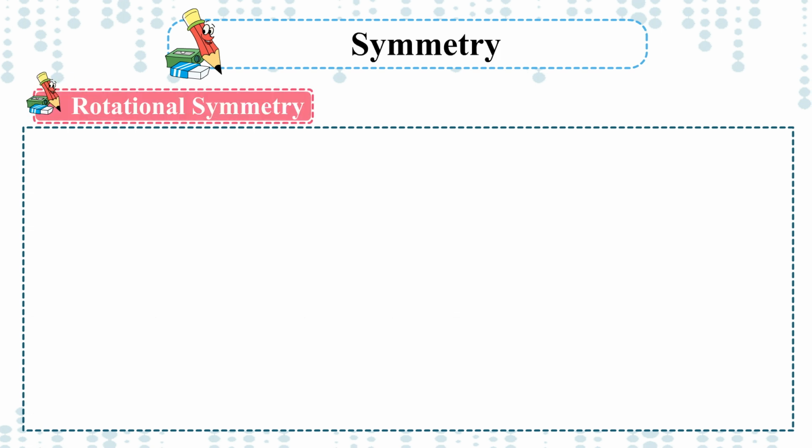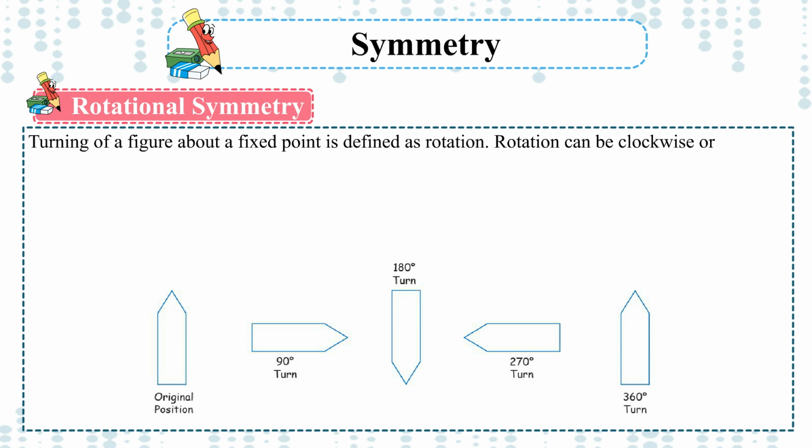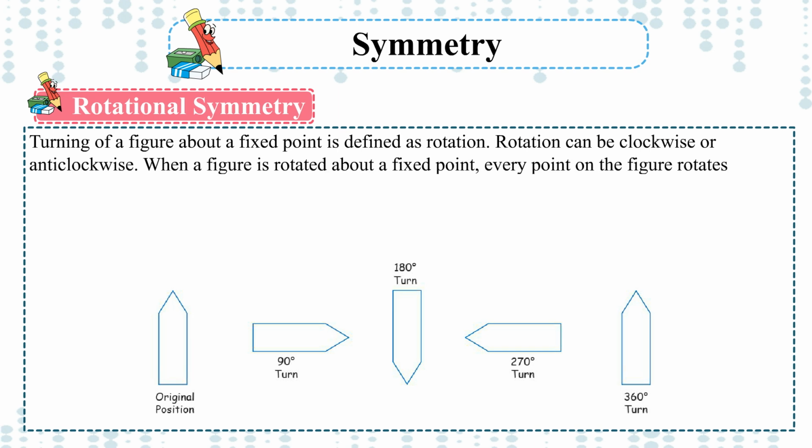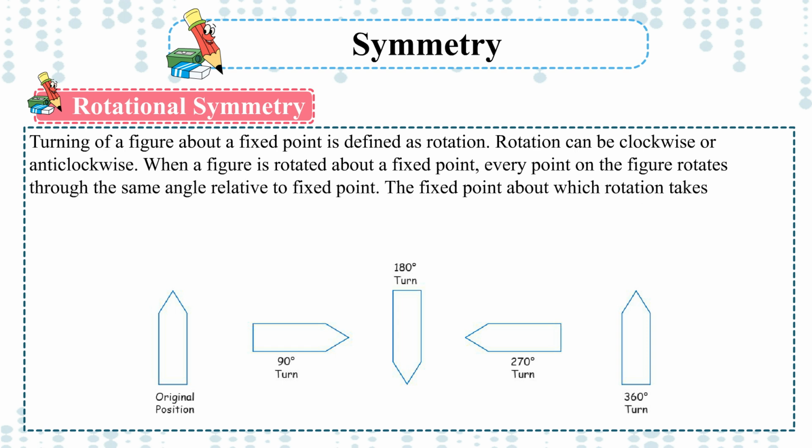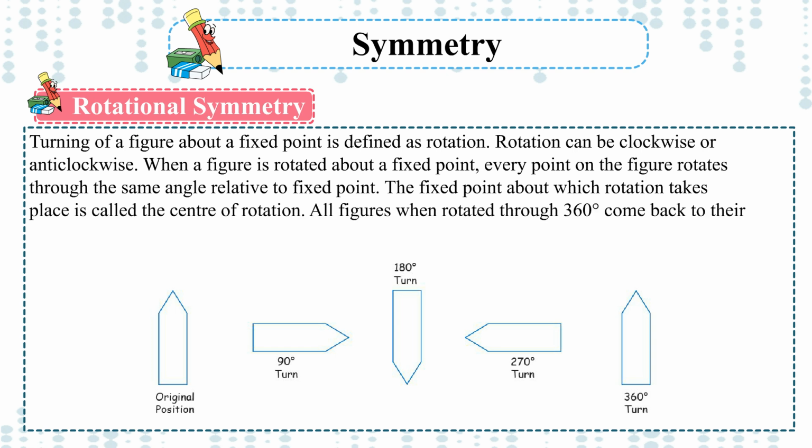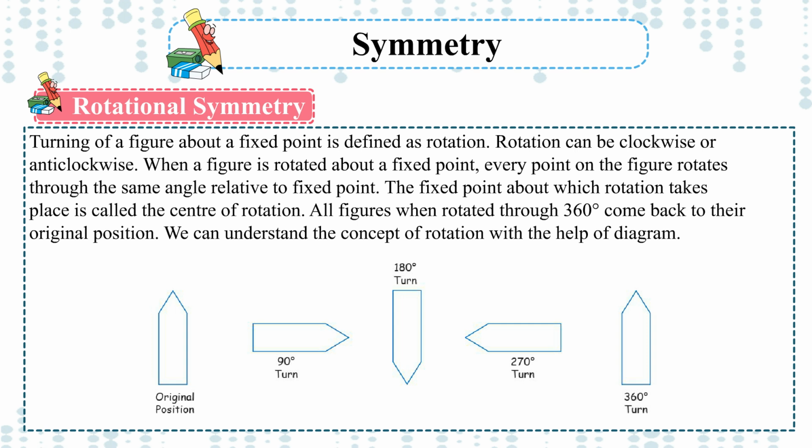Rotational symmetry. Turning of a figure about a fixed point is defined as rotation. Rotation can be clockwise or anti-clockwise. When a figure is rotated about a fixed point, every point on the figure rotates through the same angle relative to the fixed point. The fixed point about which rotation takes place is called the center of rotation. All figures when rotated through 360 degrees come back to their original position.